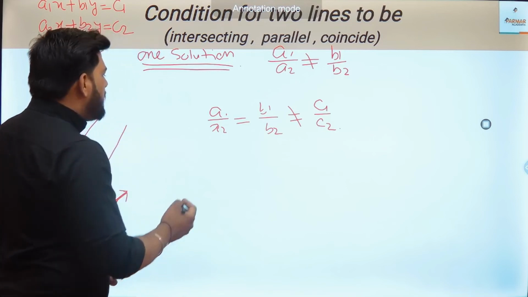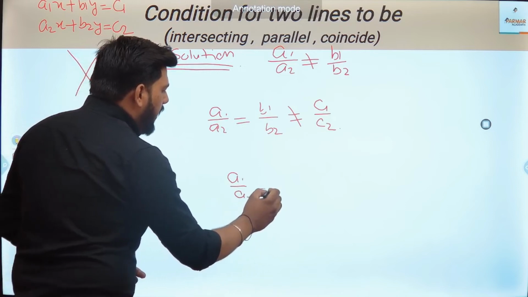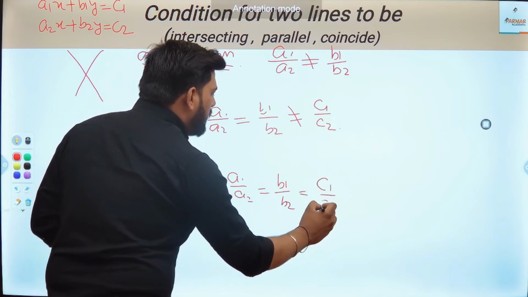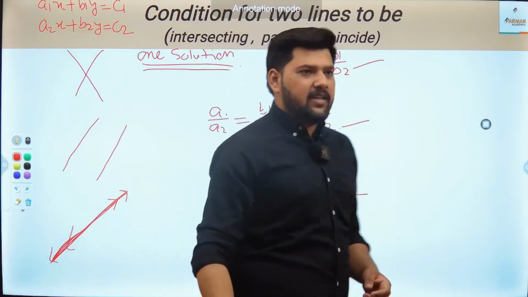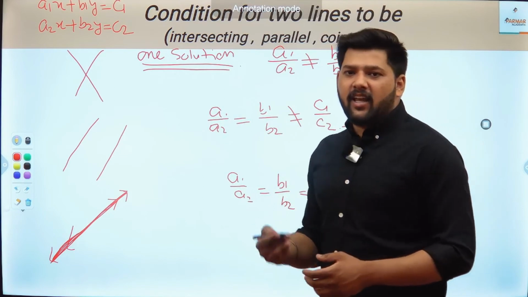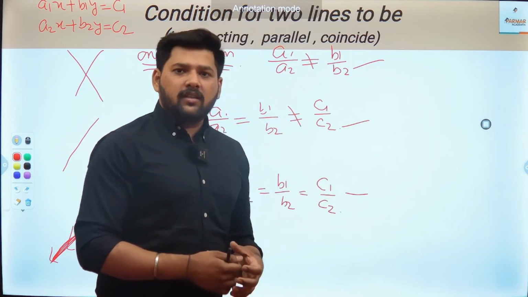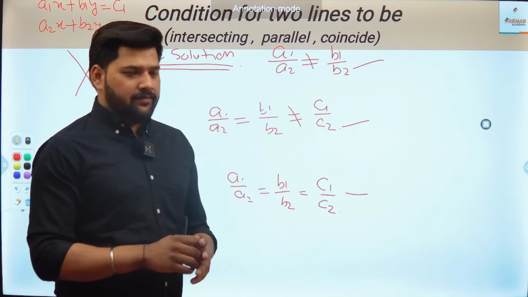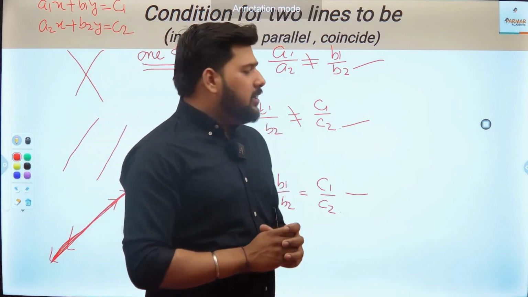For the coincident lines, the condition is that all 3 ratios are equal: a1 upon a2 is equal to b1 upon b2 is equal to c1 upon c2. So these are the 3 conditions for each case. If the first 2 ratios are not equal, the lines are intersecting, and there is only one solution. If the first 2 ratios are equal but the third ratio is not equal, they represent parallel lines, which means there is no solution. If all 3 ratios are equal, there are infinitely many solutions.